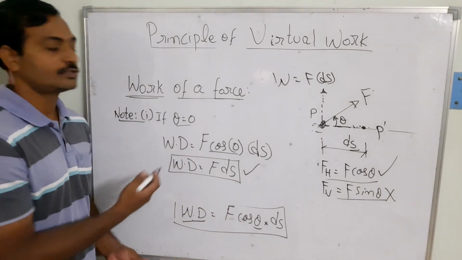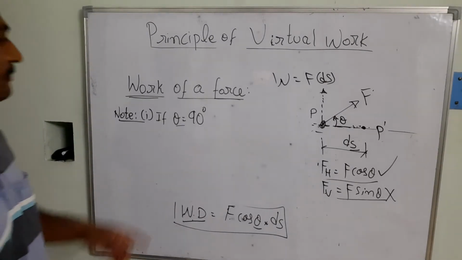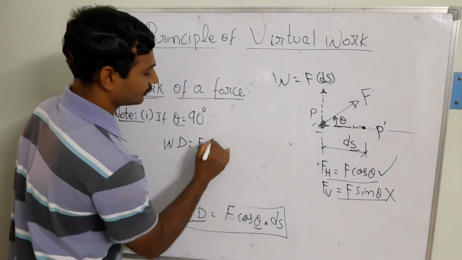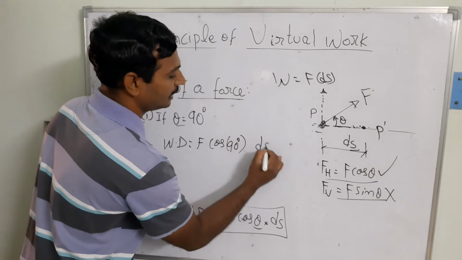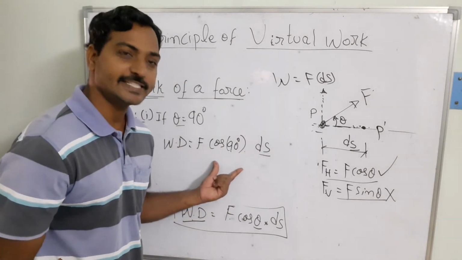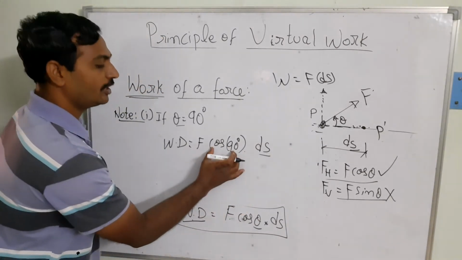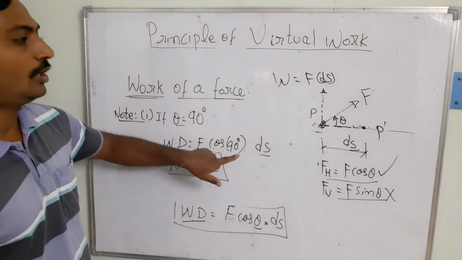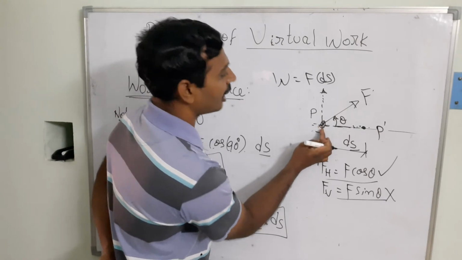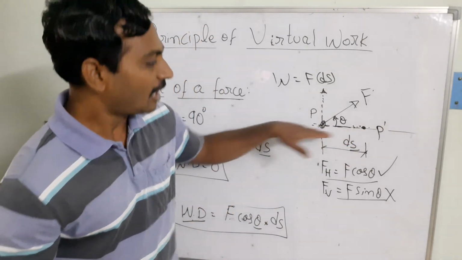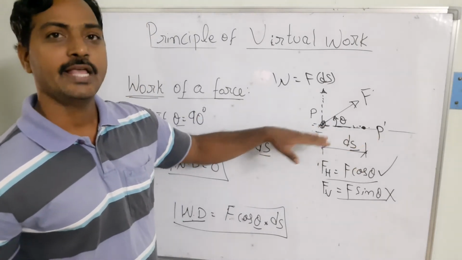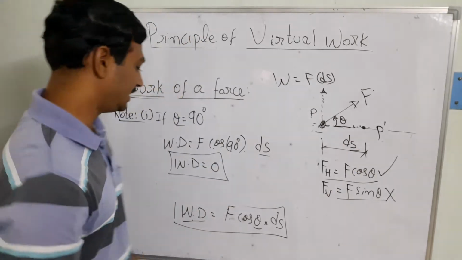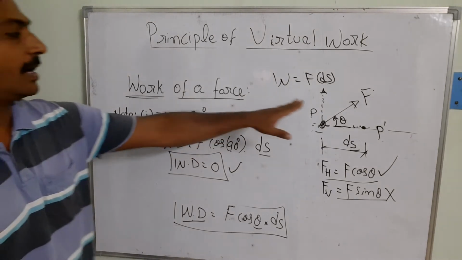If theta is equal to 90 degrees, then what will happen? Now I am substituting theta equal to 90 degrees in this equation. The work done is equal to F cos 90 degrees into ds, the infinitesimal displacement. As you know, cos 90 degrees is equal to 0, so F into 0 into ds is 0. Then the work done is equal to 0. When theta is 90 degrees, the force is acting normal to the displacement of the system. When the force acts normal to the direction of displacement, the displacement due to that force is not happening, so the displacement is also 0. So the work done when theta is 90 degrees on the particle is 0.